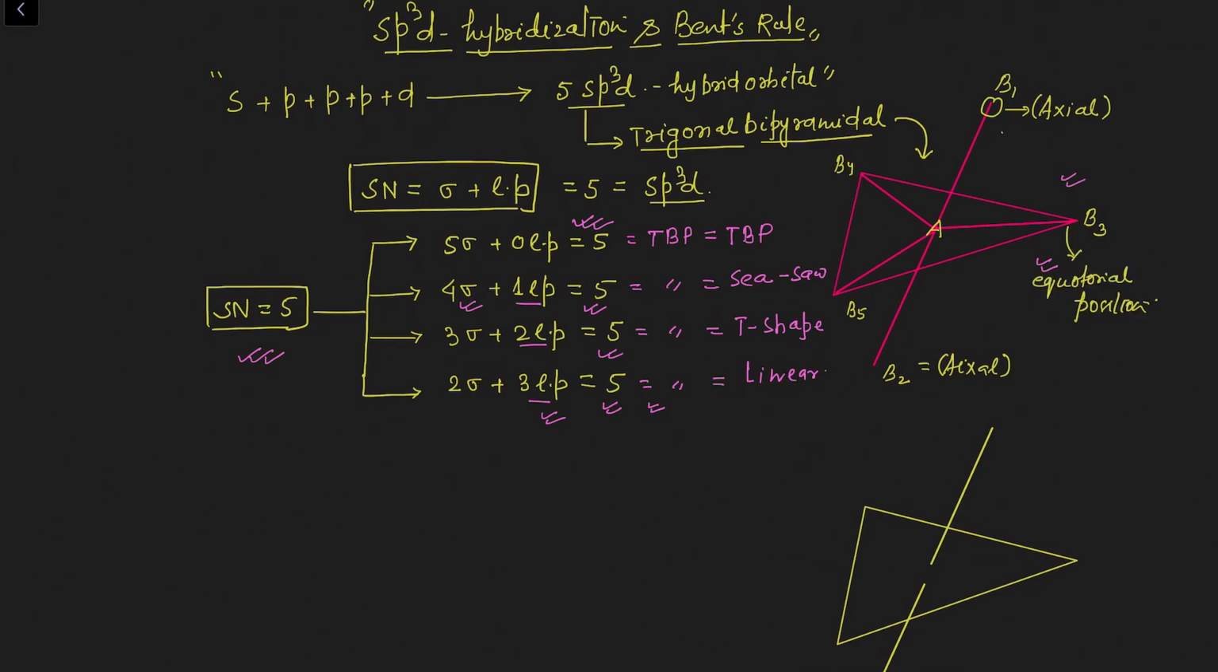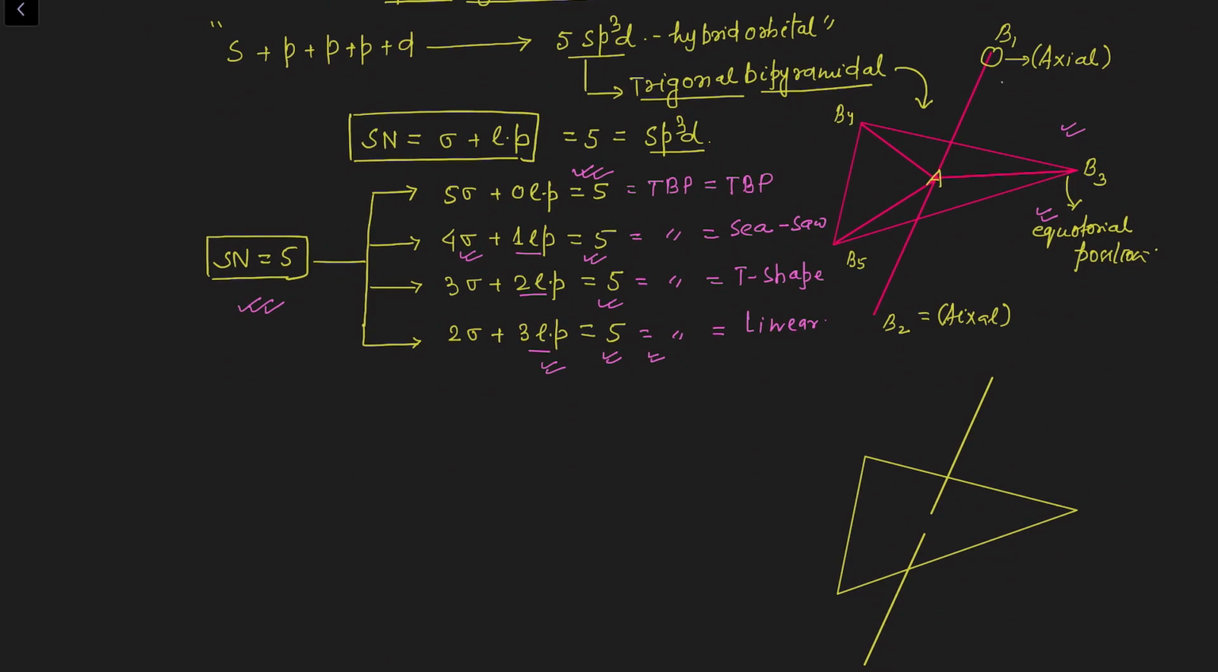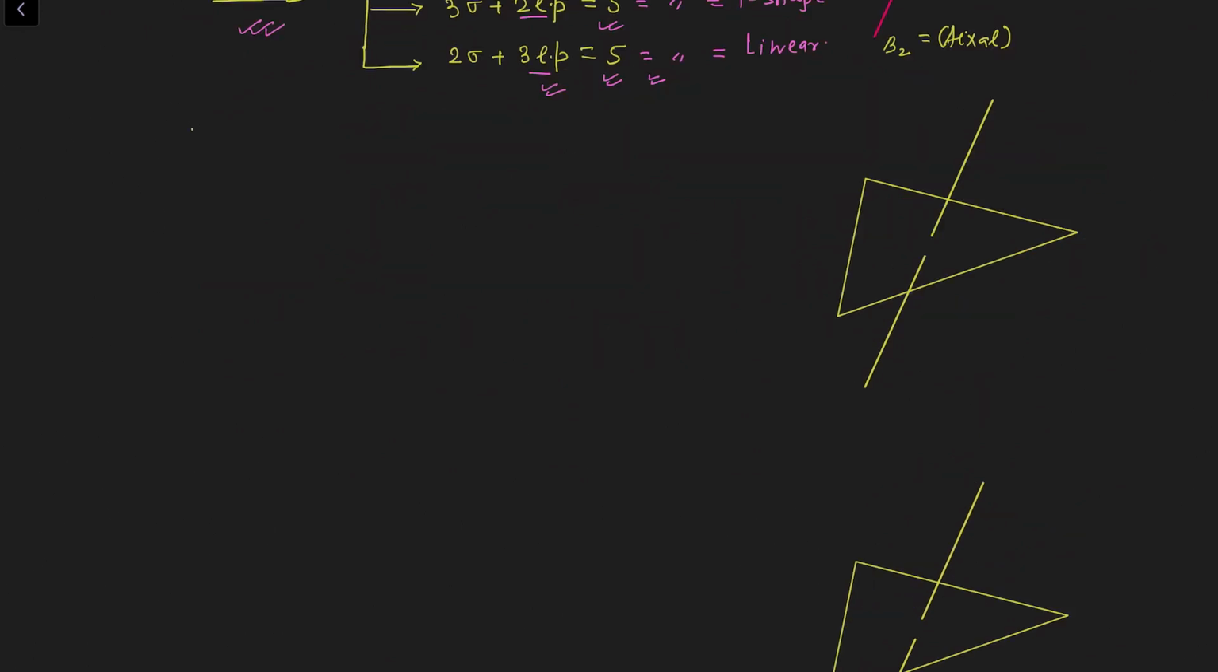So the points B3, B4, B5 are the equatorial positions. Now, from the basic concept of hybridization, we know that hybrid orbitals have equivalent energy and all orbitals are the same. But now this concept is going to change. Now we are going to learn Bent's rule.